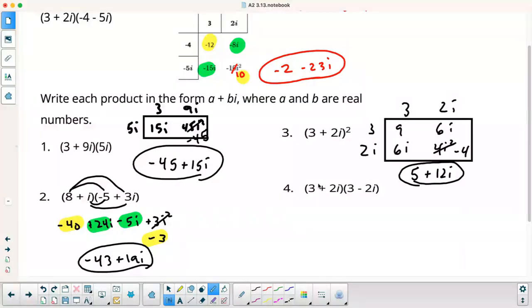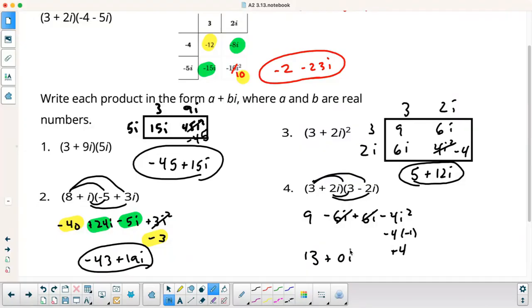Over here, do it the same way. 3 times 3 is 9. 3 times negative 2i is negative 6i. 2i times 3 is positive 6i, and then this becomes negative 4i squared. So negative 6i plus 6i adds up to 0. This becomes negative 4 times negative 1, so this is a plus 4, so 9 plus 4 would be 13. It says write it in the form a plus bi, so I'm going to say 13 plus 0i.